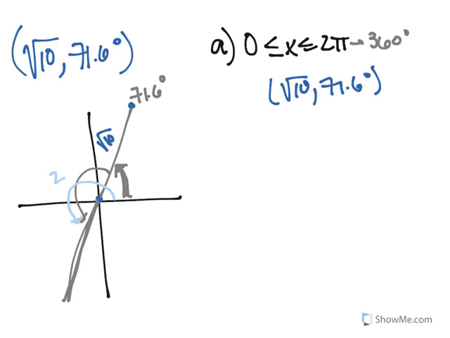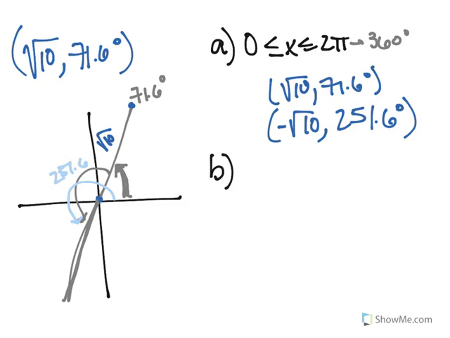I'm just going to try and use some different colors, so from here to here is 251.6. And so that's another one of my points, this negative root 10, and then I'm going to write 251.6. Both of these angles are between 0 and 360, so that's good.